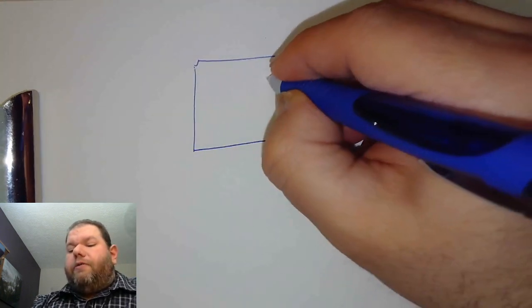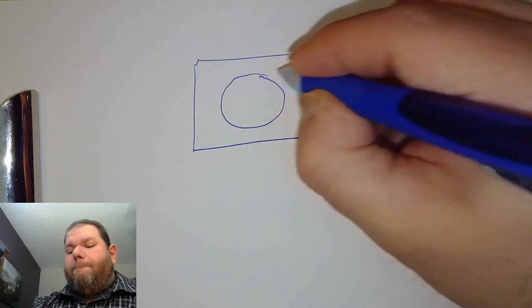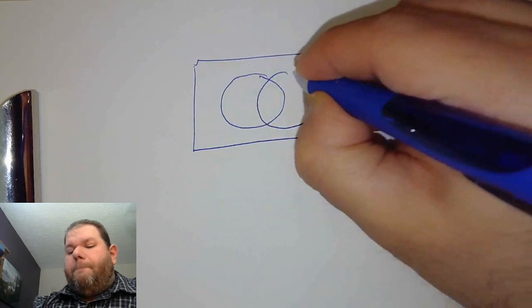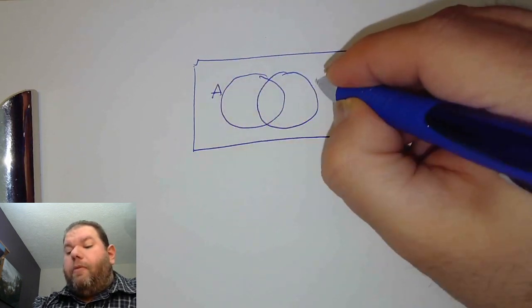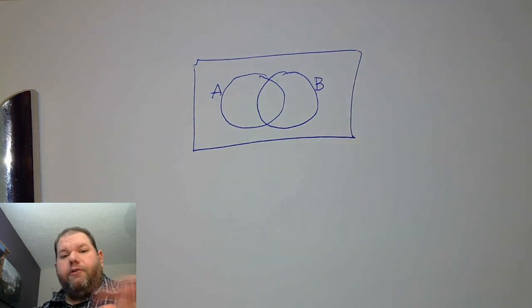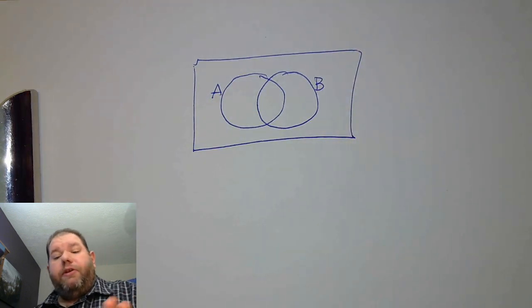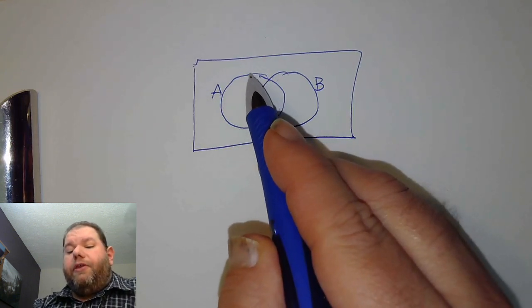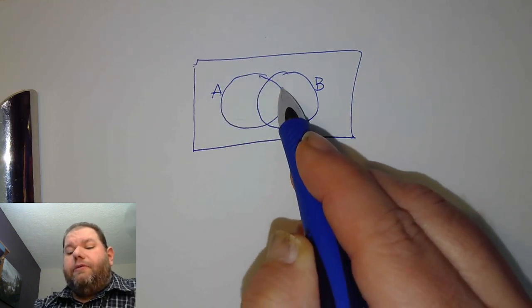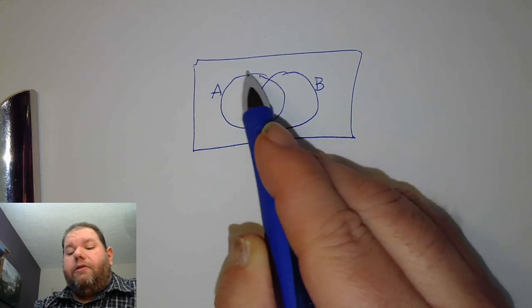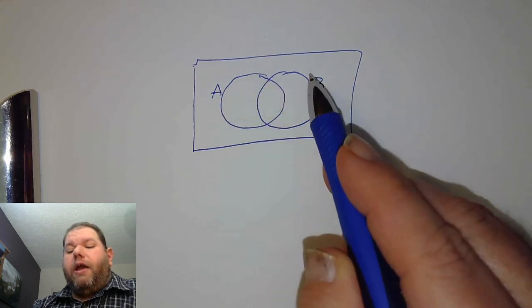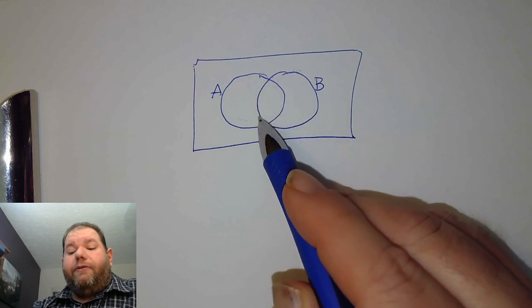So in a Venn diagram, here's our circles A and B. If we take A union B, that means we're taking everything inside circle A, and we're adding everything that's inside circle B.